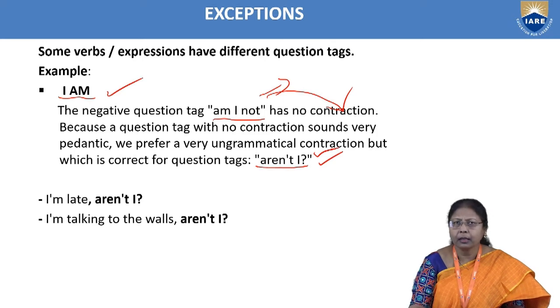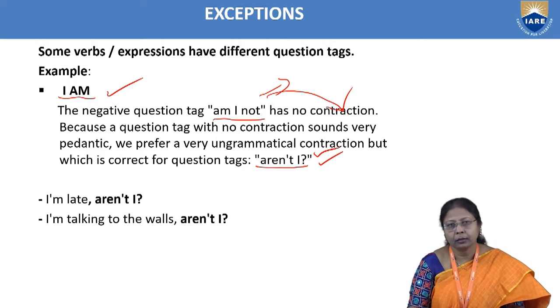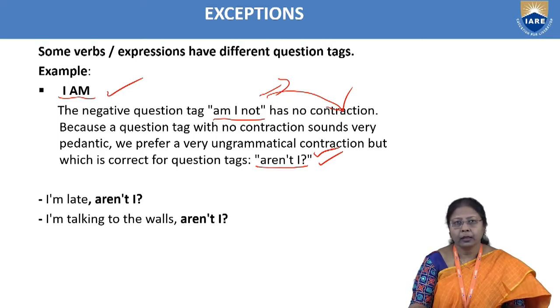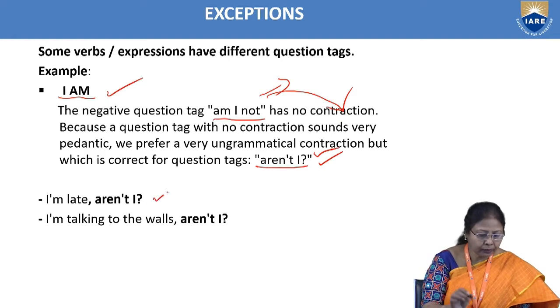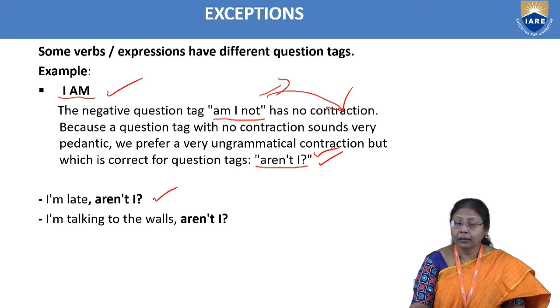Here you can't say "am I not late", that is not the correct expression, because here there is no contraction at all. That's why the question tag here is "aren't I". I'm late, aren't I?